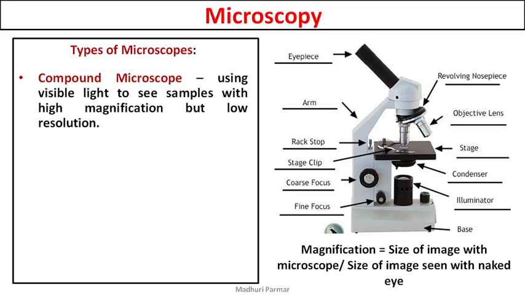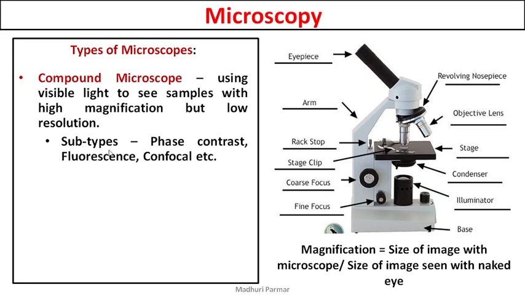Resolution, again, you must have noticed when you look at different videos, or when you download different videos, they come in different varieties. For example, 144 pixels, then you have 360, 1080. So what are these values? These are nothing but resolution, how clearly you can differentiate between 2 points. So this compound microscope has high magnification, but the resolution is not very good.